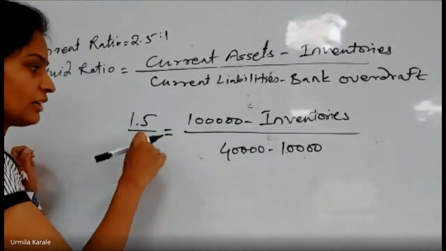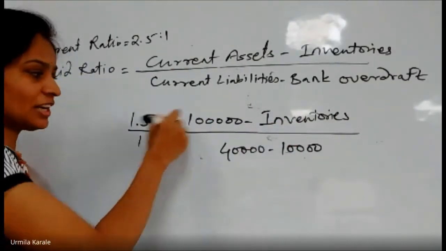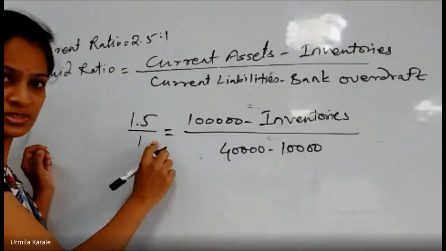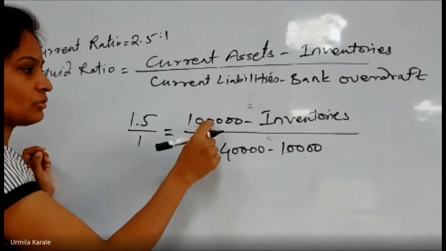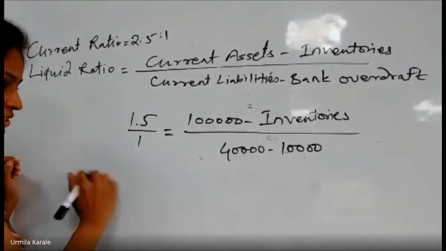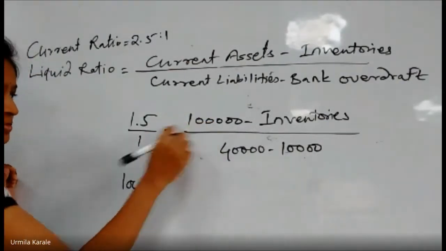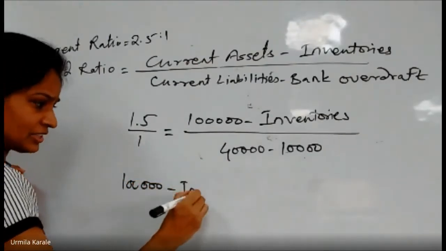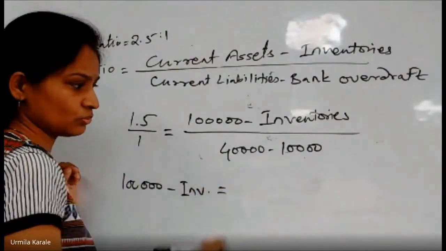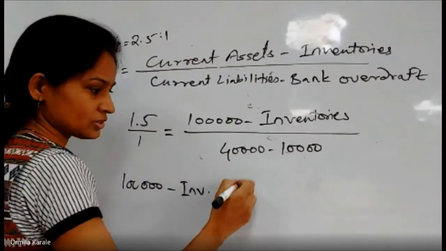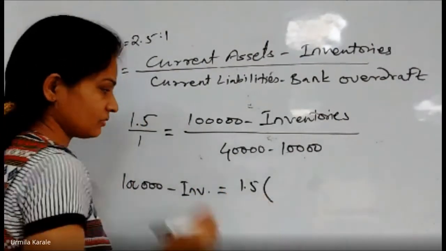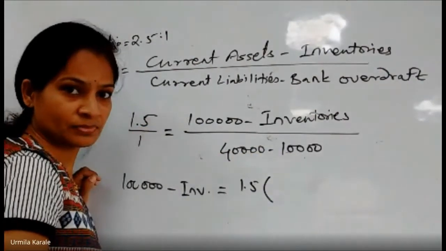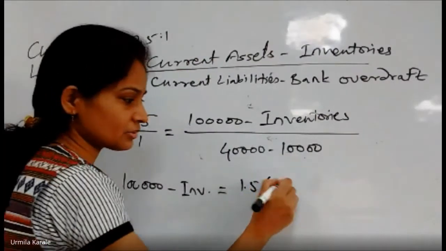Then you can find it easily. When you have a proportion, what do we do? Cross multiplication. So this into this equals this into this. Same thing you can do, right? So what I'm doing, this into this I'm keeping to this side. So as it is, this multiplied by 1 will come same: 1 lakh minus inventories equals 1.5 into bracket, this less this, 40,000 less 10,000, 30,000.